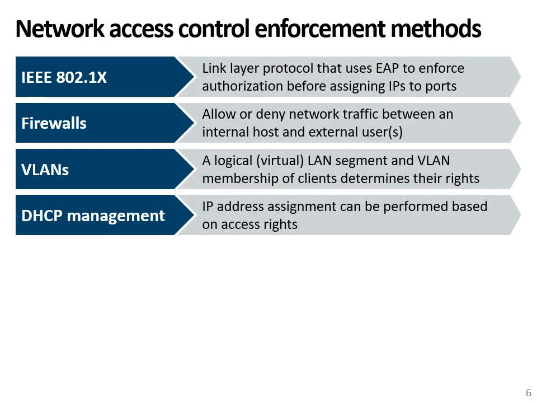And specifically for access to computer networks, several enforcement methods exist to ensure only authenticated and authorized users receive access to these network resources. For example, IEEE 802.1x is a link layer protocol that enforces authorization before ports are assigned to IP addresses. This standard makes use of the Extensible Authentication Protocol, or EAP, for the authentication process itself.